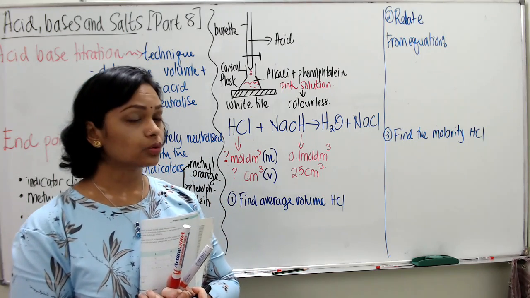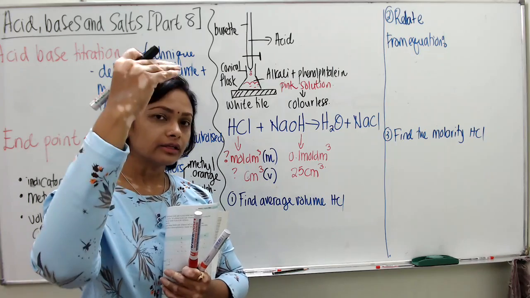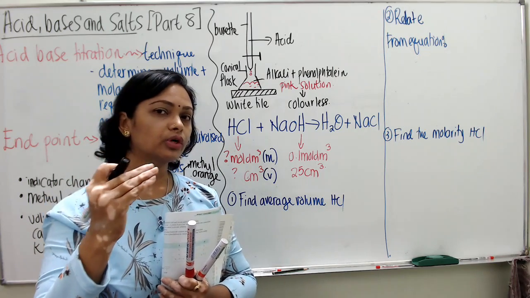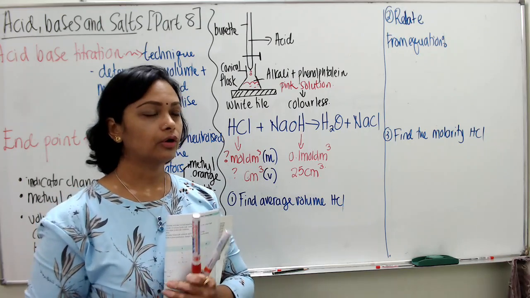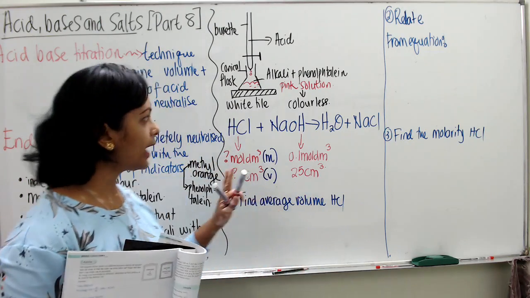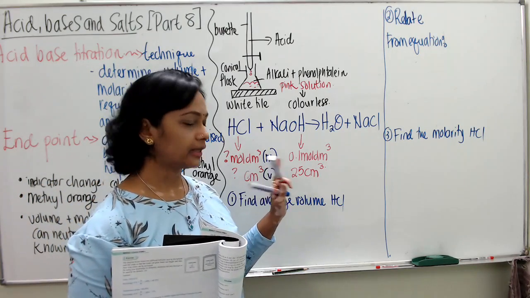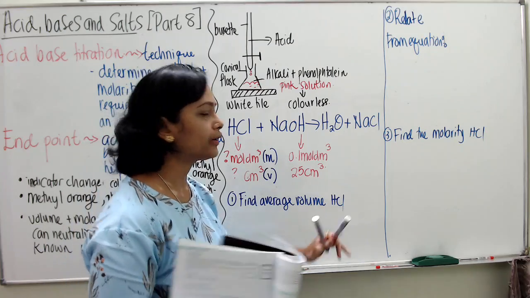So that is the reason why you must be very, very careful when you're reading the burette. When you come almost to a volume of 24 cm cube or something like that, you must be very, very careful. I hope your teachers in school teach you the technique on how to handle the titration process. Now, let's find the average volume of hydrochloric acid.